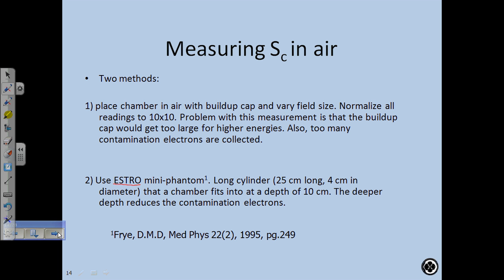The mini phantom is a cylinder with a hole drilled lengthwise inside of it. You put the chamber in there, and the chamber then goes to an ammeter. You set this up at the central axis of the beam, so the central axis of the beam ends up at the sensitive volume of the chamber. This depth is typically 10 cm. And this cylinder is made of solid water. Then you place this point at the central axis of the beam in air.